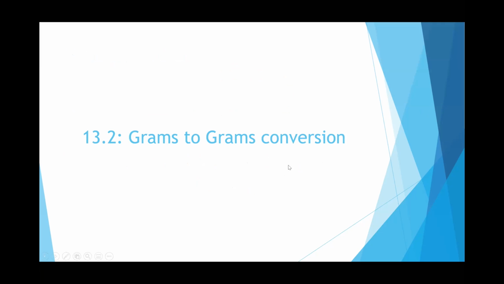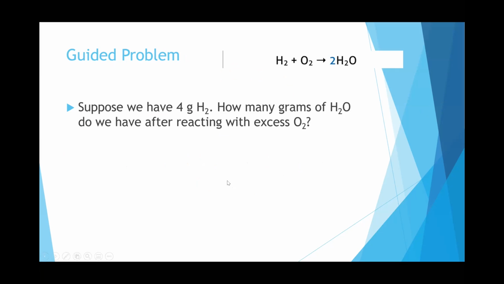So now, since we did the legwork, we're gonna do the last 15 minutes. Last section of the class is we're gonna put everything together with a grams to grams conversion. So here's our equation. H2 plus O2 yields 2H2O. That's hydrogen gas plus oxygen gas makes 2 molecules of water. And the question is, suppose we have 4 grams of hydrogen gas. How many grams of water is formed after reacting with excess oxygen gas?